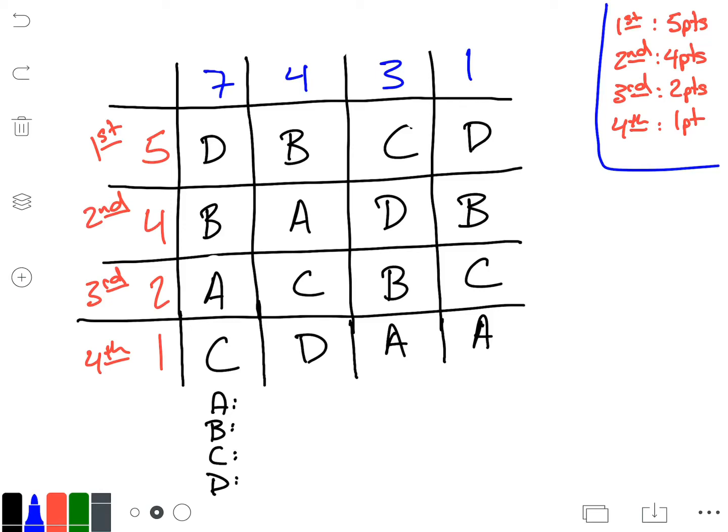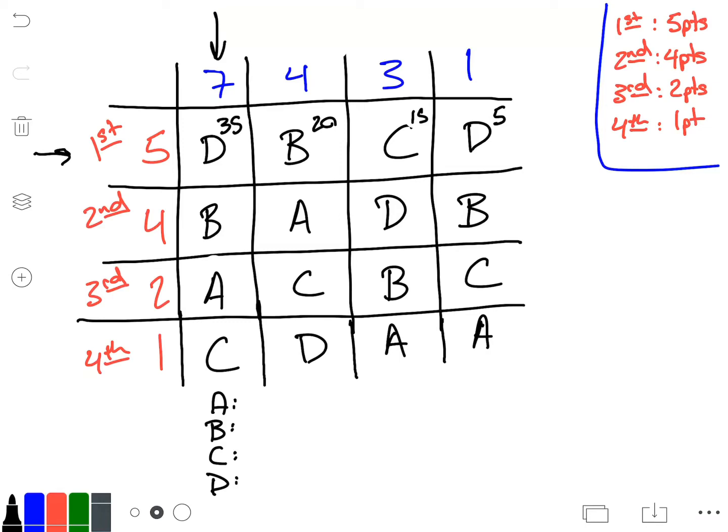So I've already written them on the left side of our margin, and it's going to be the exact same process. We're going to multiply our row by our column. So there were 7 first place votes for D. Each first place vote was worth 5 points. 7 times 5 is going to be 35 points. And we can continue along the top row once again. 5 times 4 gives us 20 points for B. 5 times 3 is 15. And 5 times 1 is 5.